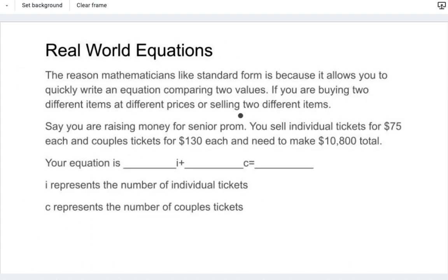So mathematicians like standard form because it lets us easily write an equation that compares two things. So if we're buying two things at different prices or selling two different items, whatever it is, those values, the price per something, then becomes A and B, and the constant, the amount we need to make, becomes C. In this case, this is what C has to be. We want to make $10,800 total selling money for the senior prom.